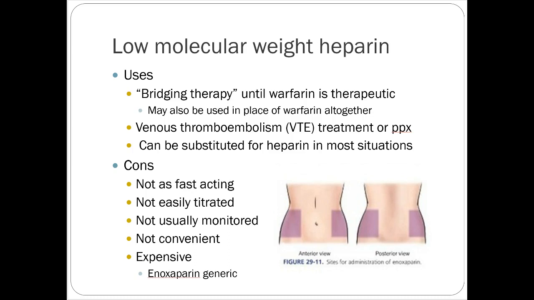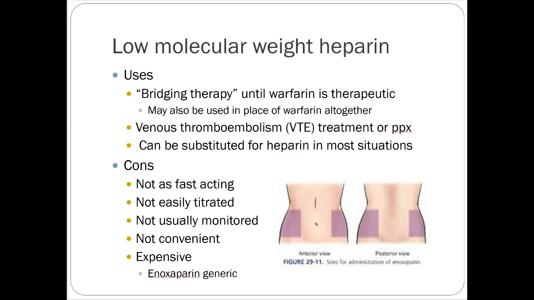Some people say not monitoring these is actually a con because you don't know how well it's working. What if somebody's not processing it the same as another person and they get overdosed? There's theoretical implications to that, but study-wise, we haven't really seen that pan out. And again, they're expensive. The common one you're going to see is Lovenox, or enoxaparin. Dalteparin is used, but it's not as common for whatever reason. Most people do Lovenox.